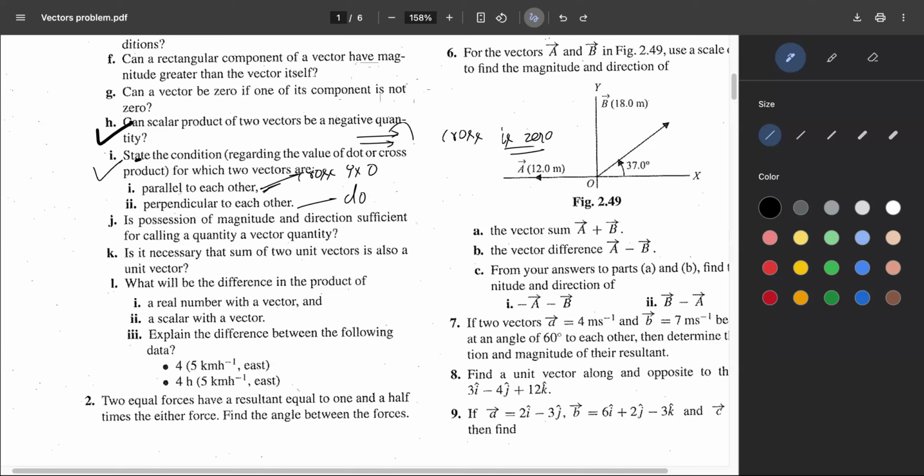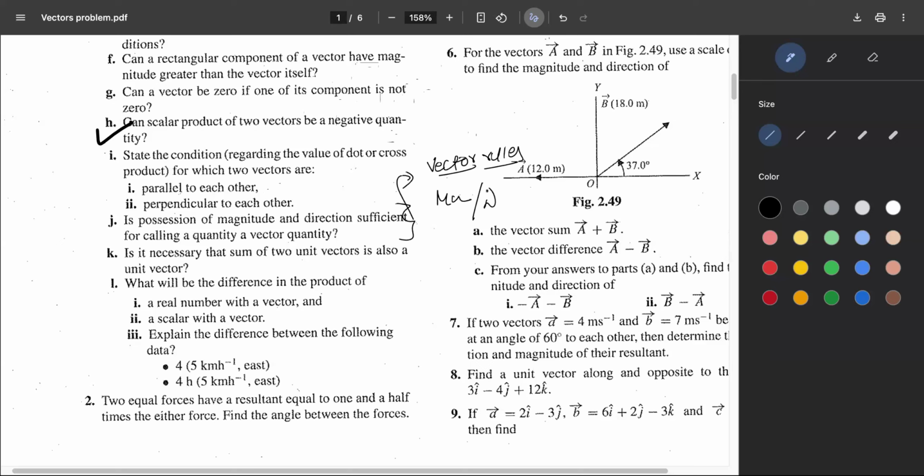Is position of a vector and direction sufficient for calling a quantity a vector quantity? For anything to be called a vector quantity, it is supposed to follow vector rules. And what are those rules? It should have a magnitude, it should have a direction. Okay, these are some basic specific rules, but not just these.